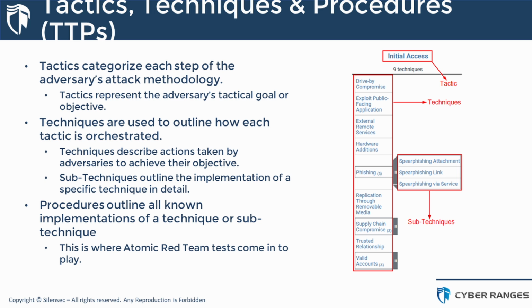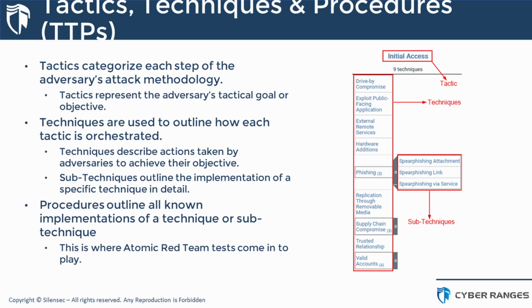Procedures outline all known implementations of a technique or sub-technique, and this is where Atomic Red Team tests come into play. Because one of the issues when performing adversary emulation manually is that procedures are typically overlooked. And this is very important because different adversaries, different APT groups may all utilize the same techniques and or sub-techniques, but the procedures they utilize to execute a particular technique or sub-technique will vary.